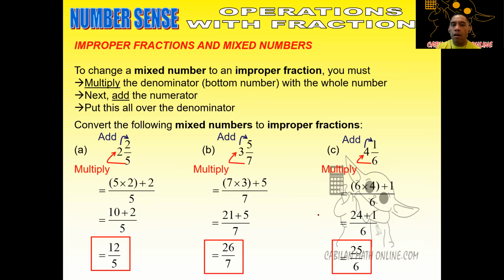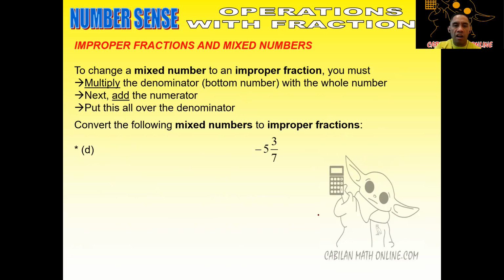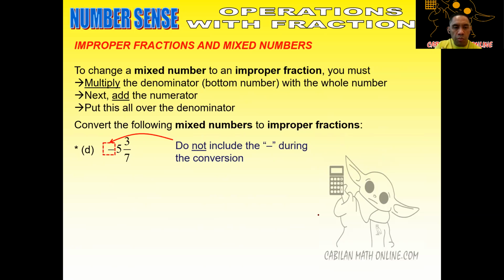When we're changing mixed numbers to improper fractions, you always just have to take a look at the mixed number itself without the sign. So what do I mean by that? Basically what we're going to do for this example is leave out the negative and simply bring it back in as part of the final answer. So we're going to take that 5 3/7 and do the operations from there, like we did with the previous 3 examples.